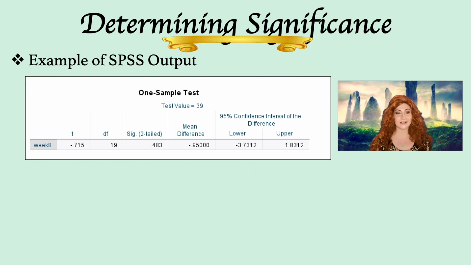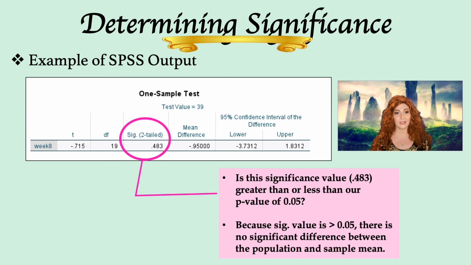Let's take a look at another example. Again, here you have the t-value, degrees of freedom, and now your significance value says 0.483. So again, you ask yourself, is this significance value 0.483 greater than or less than 0.05? Because this significance value is in fact greater than 0.05, we conclude that there are no significant differences between the groups, and therefore we would fail to reject the null.